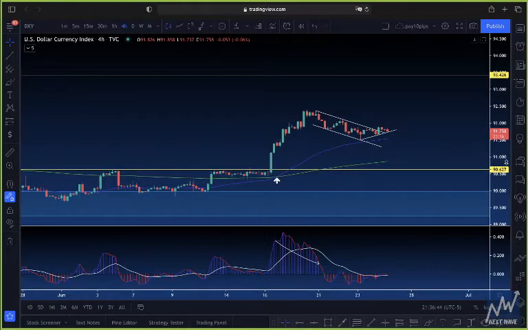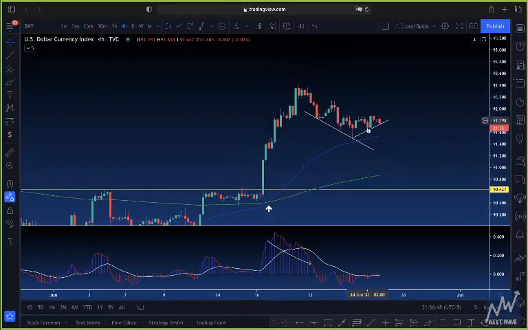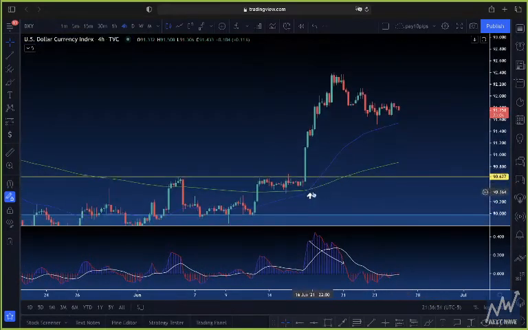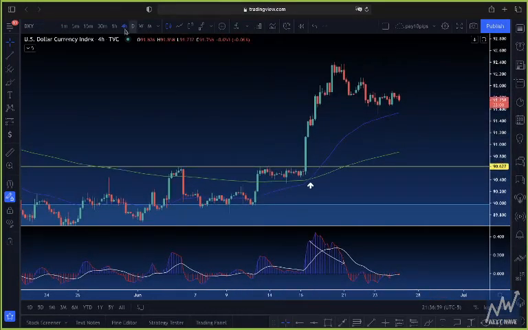So, when you go into the 4 hour, you can see how it has this little flag pattern. I'm going to just delete some past stuff. You can definitely see the flag pattern. You can see the golden cross, which is the 50 crossing the 200. So there's a lot of bullish signs set in.